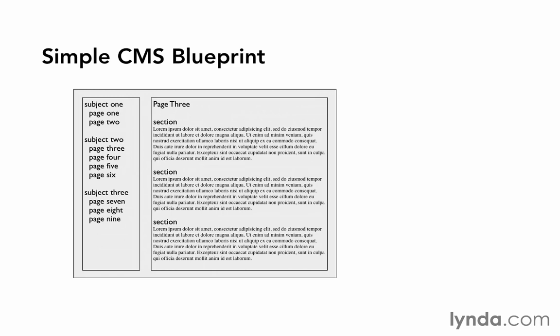There's a navigation on the left that shows the available pages of content grouped by their subject. We can click on any page name, and it takes us to that page. The content of each page will be on the right. Each page will be composed of several sections. In my example, we're looking at page 3, and we see the three sections of content that should appear on page 3. The hierarchy here is subject, page, sections.